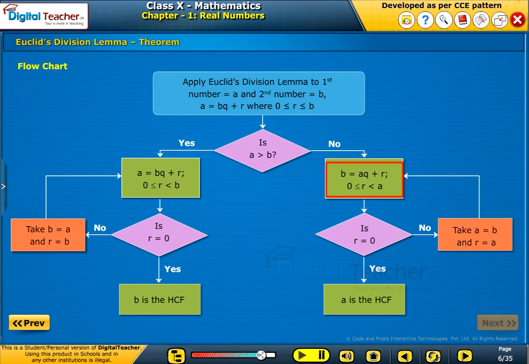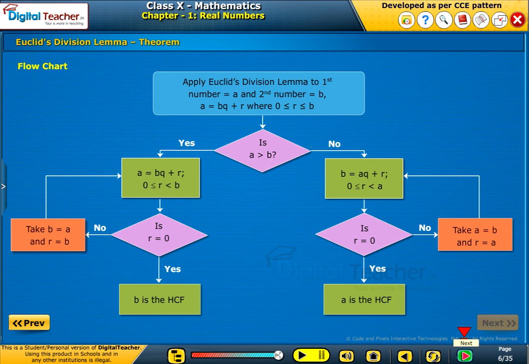If a is less than b, then according to Euclid's division lemma, b is equal to aq plus r, where q and r are integers and 0 is less than or equal to r is less than a. In b is equal to aq plus r, if r is equal to 0, then a is the HCF of positive numbers a and b. In b is equal to aq plus r, if r is not equal to 0, we apply the division lemma to a and r and continue the process till the remainder becomes 0.